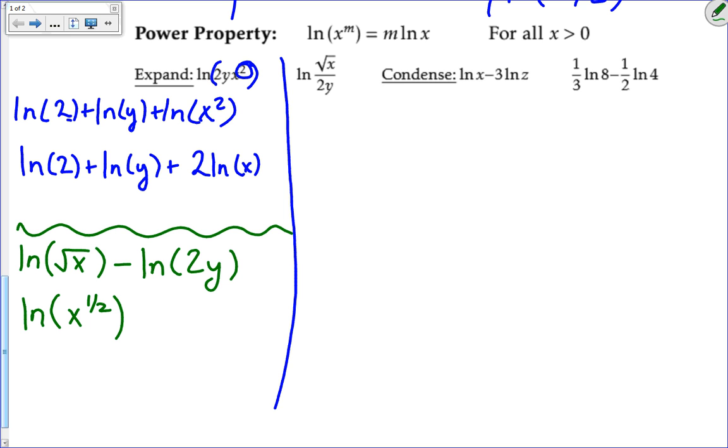What about the right side? Minus that ln of 2y, what can we do with that? What's going on here? What operation with the 2 and the y? They're being multiplied, right? So we can break up that multiplication with what operation? Addition. So we're going to subtract off these two, broken up and added.